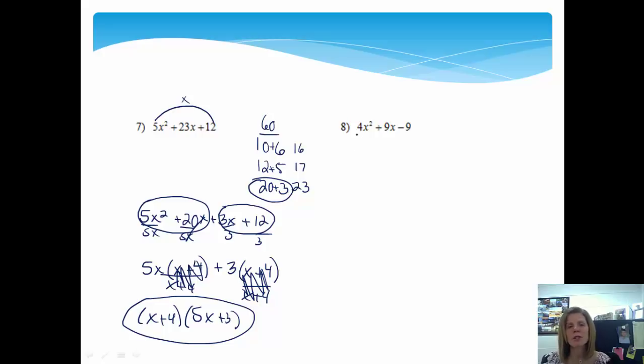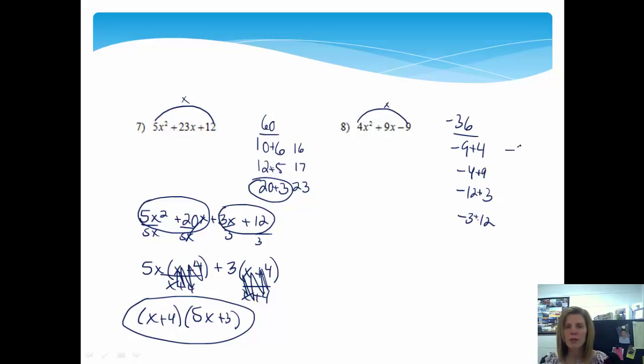Alright, so this time once again it is a quadratic trinomial, so we're going to take the 4 times the negative 9. That will give us negative 36. So what times what would give me negative 36? Let's see, negative 9 times 4, negative 4 times 9, negative 12 times 3, negative 3 times 12. Let me see if any of those choices work. Put plus signs in between.